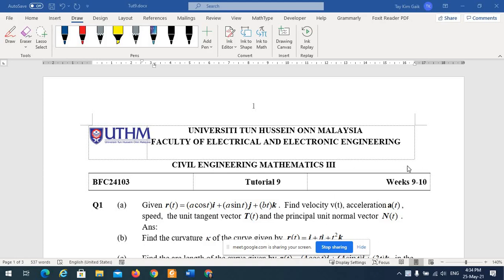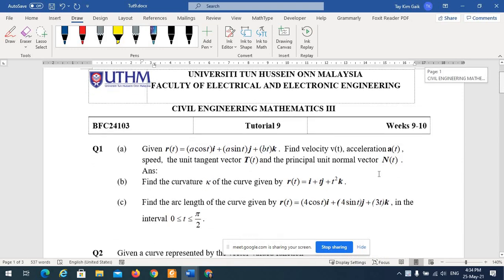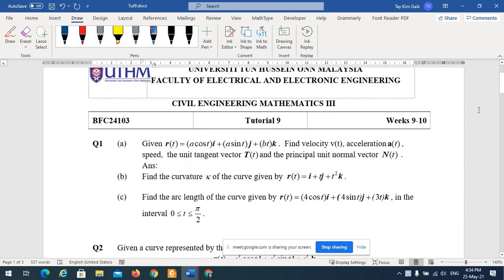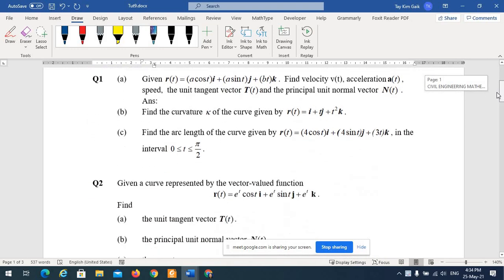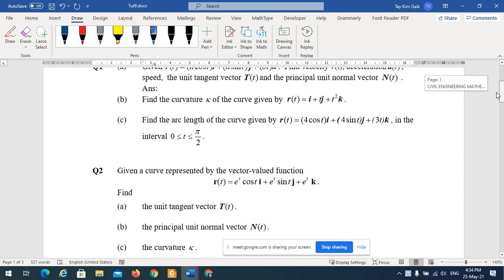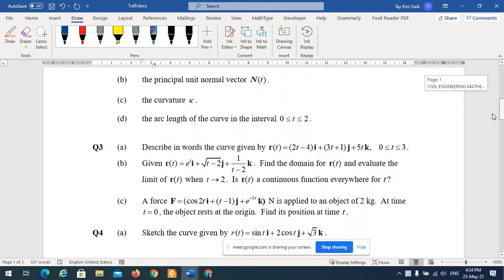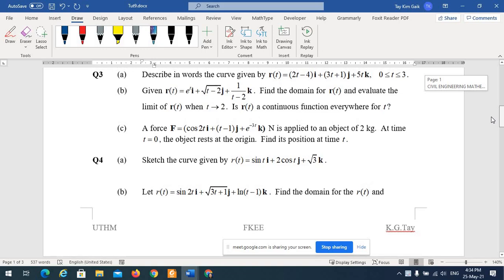Start the tutorial 9. We'll use these sheets from this week, week 9, until next week, week 10. Some of the topics, curvature and arc length, will be covered next week. So questions 1 and 2 involve curvature and arc length. So we move to question 3 first. Question 3.